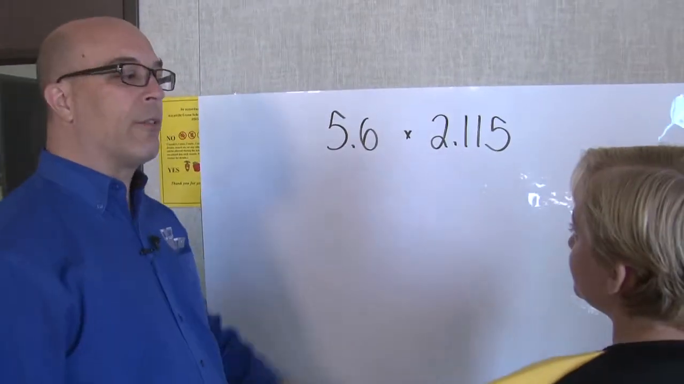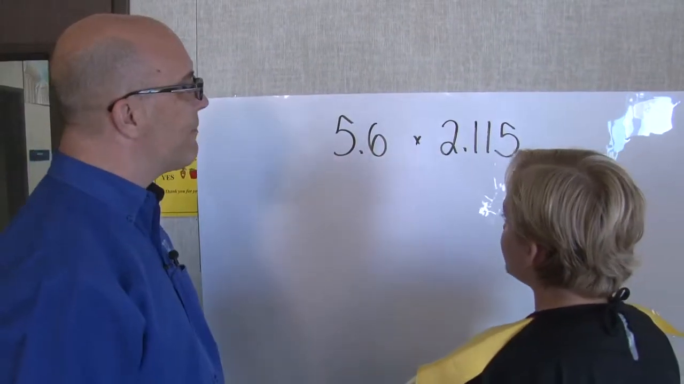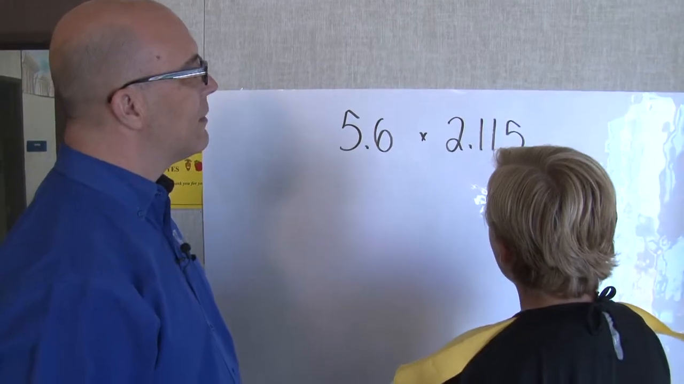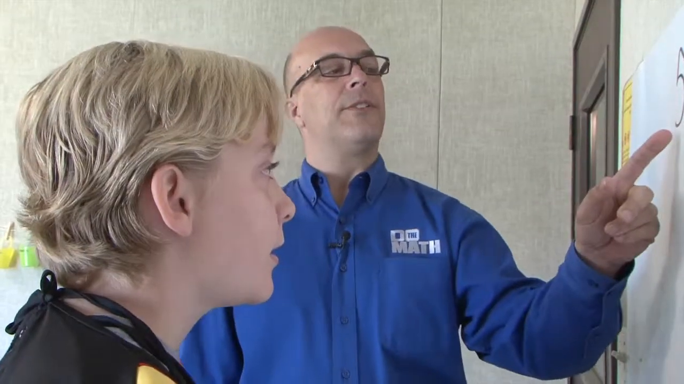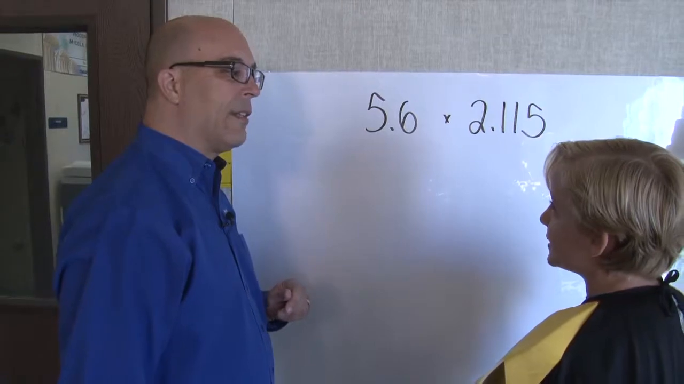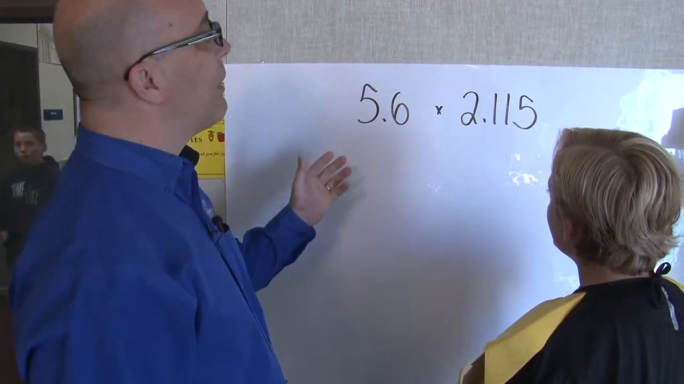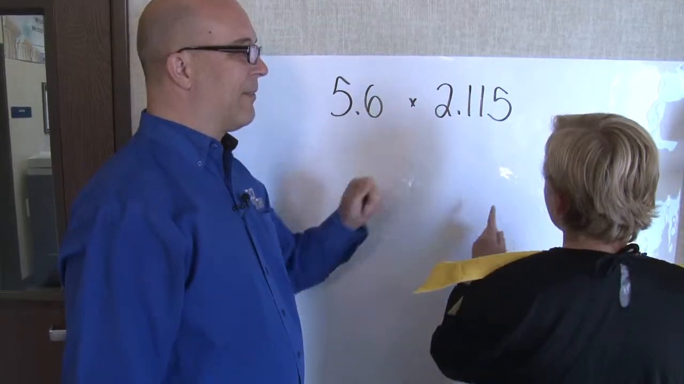Let's take a look at the problem that you're working on. Why don't you go ahead and read that for me, please? 5.6 multiplied by 2.115. This one might be a little more difficult. Instead of saying 5.6, is there another way to say that? 5 6/10. Very good. All right, so we're going to multiply this. You want to try that one? Tenths, hundredths. 2 and 115 thousandths. Perfect. Nicely done.